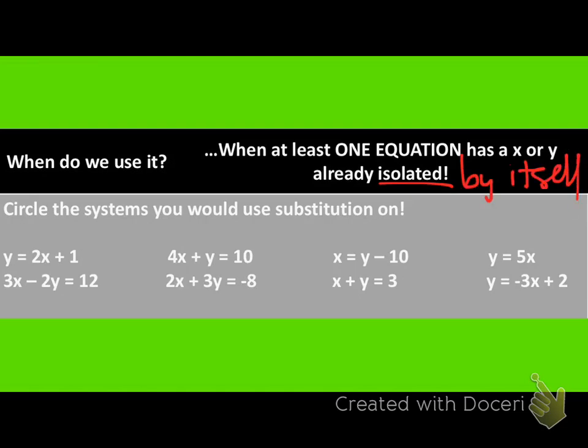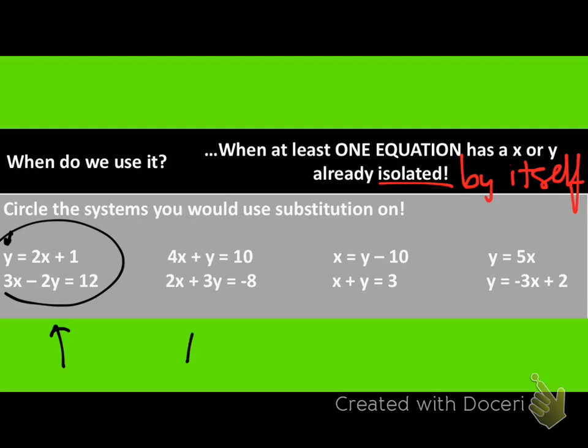So when you have a system, one of the equations needs to have an x or y by itself. Take a look at the first system that I've placed over here on the left-hand side. In that system, does at least one equation have an x or a y by itself, isolated? The answer is yeah. This one right here. You see how that y is all by itself on that side? So this would be a good one for substitution. Go ahead and circle it.